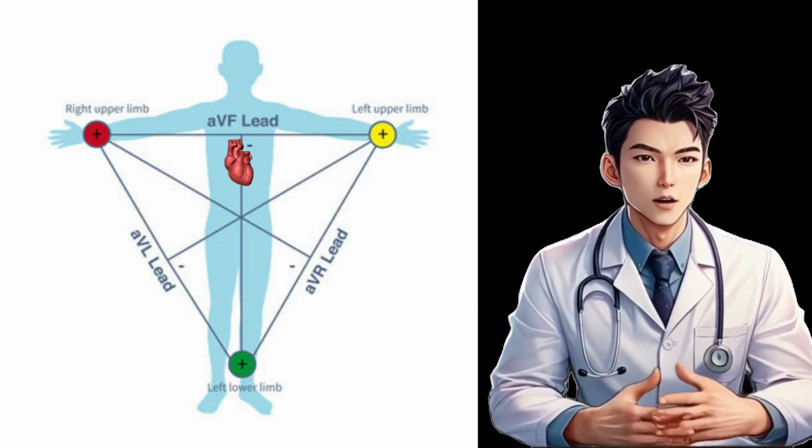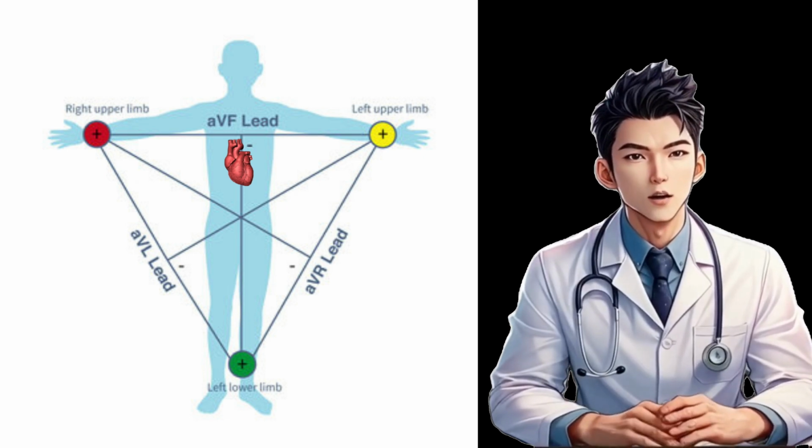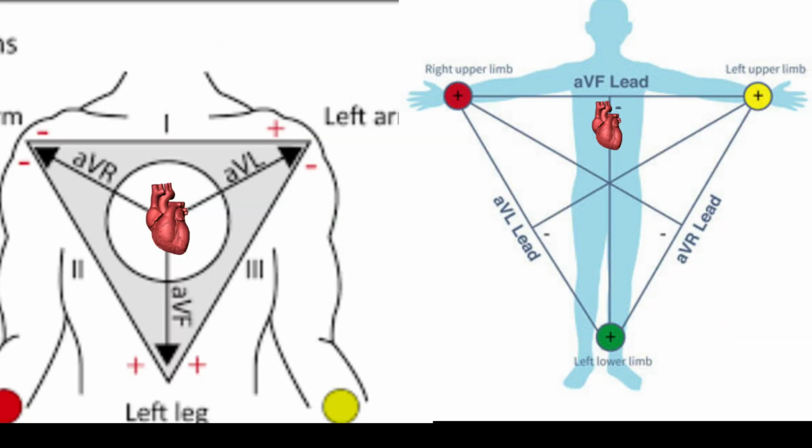Those leads are called augmented leads: AVR, AVL, AVF. They are called augmented leads because when they were derived from the vectors of the main leads that we placed, their voltage was low. So they increase the voltage a little bit so that we get a proper, clear tracing on the ECG strip, and we get a different angle to look at the heart, that is called the hexaxial leads.